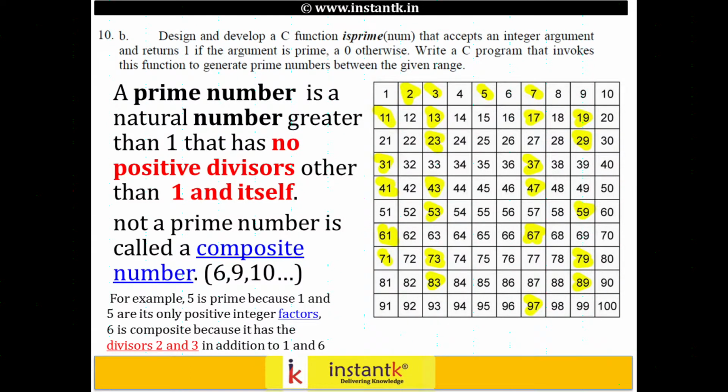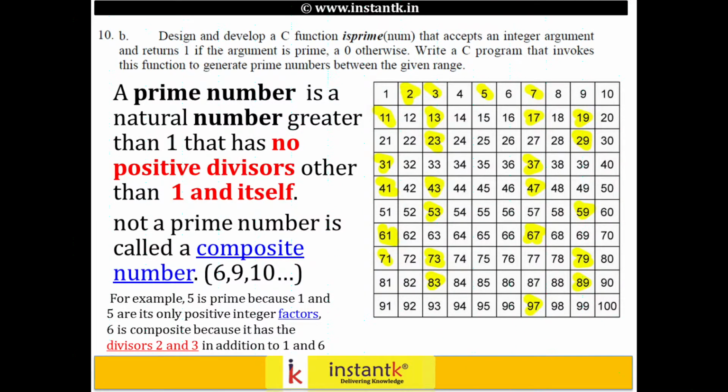So before I go into the program part of it, what is a prime number? A prime number is a natural number greater than 1 that has no positive divisors other than 1 and itself. So let's take 3. 1 and 3 are the divisors, there is no other. Say 7, there is no other divisor.